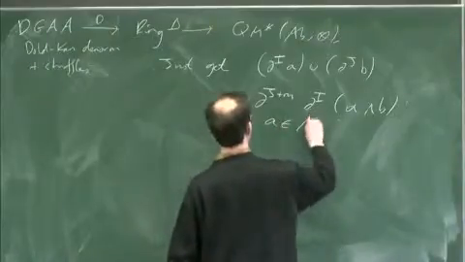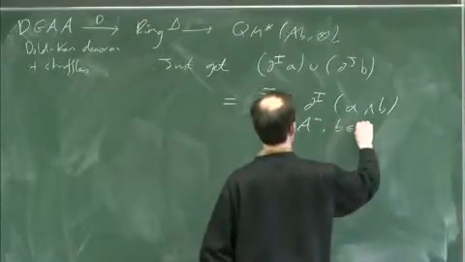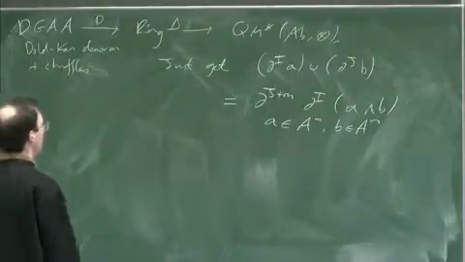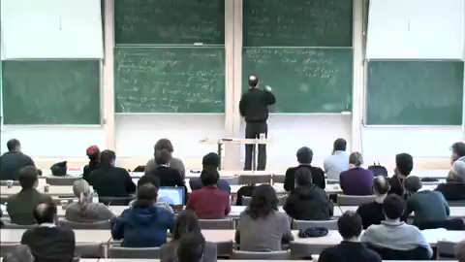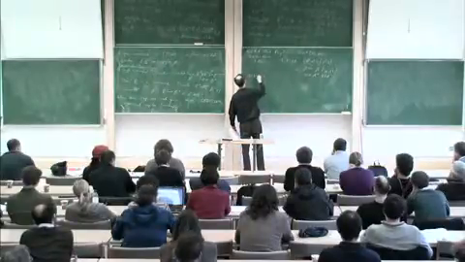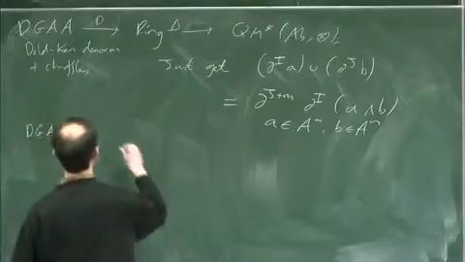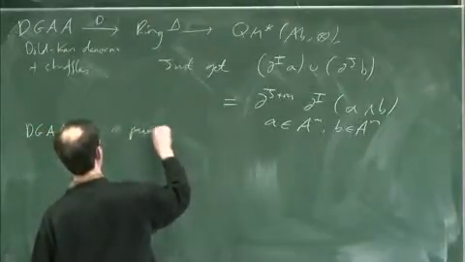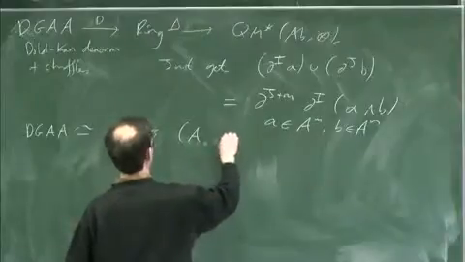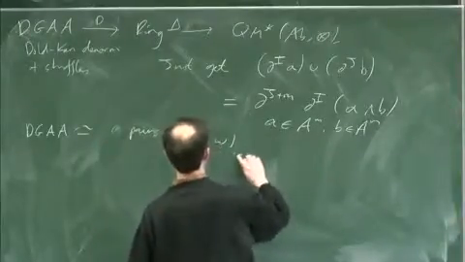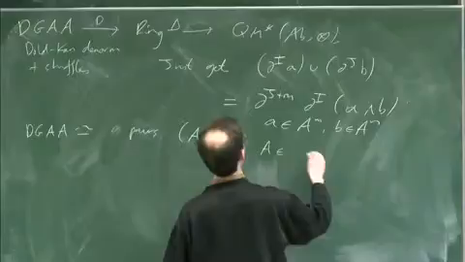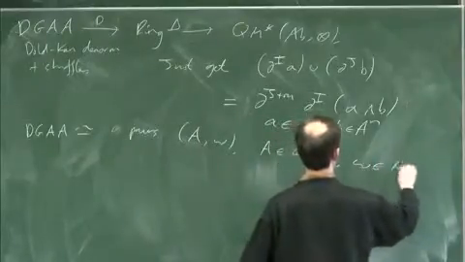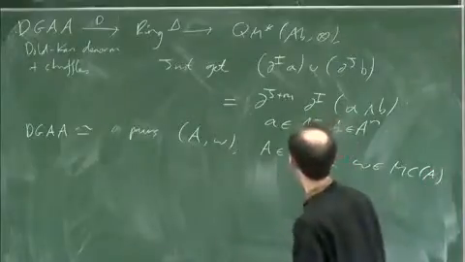That's for A in AM, B in AN. So what we're actually getting is that a DG associative algebra is equivalent to a pair, well, I suppose the category is equivalent to the category of pairs (A, omega) for A one of these quasi-comonoids, and omega a Maurer-Cartan element.